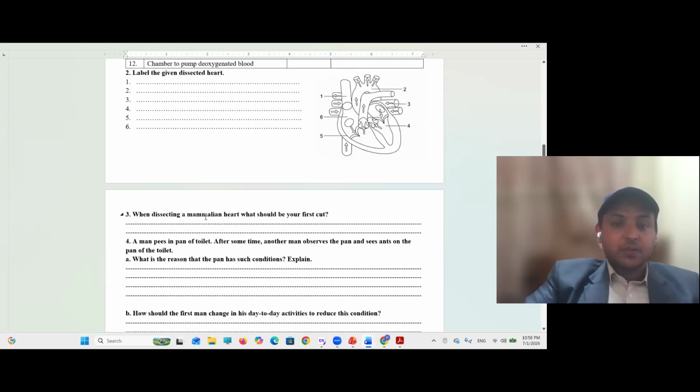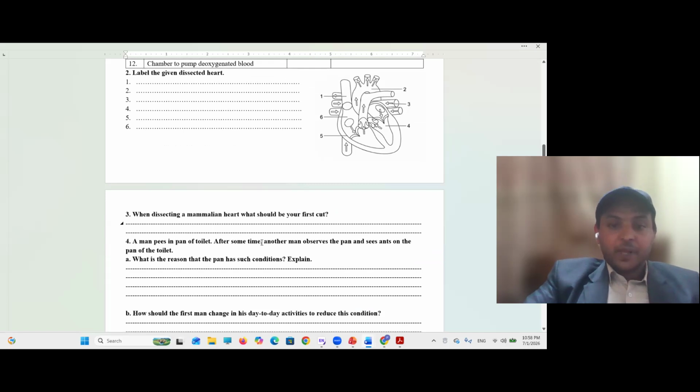Then there will be some questions like, when dissecting a mammalian heart, what should be your first cut? Okay, how the students have to start the dissection. Another question: a person is in a pan of toilet.